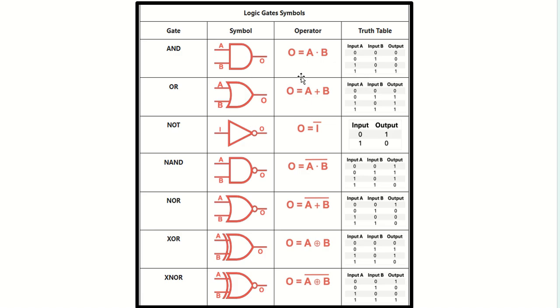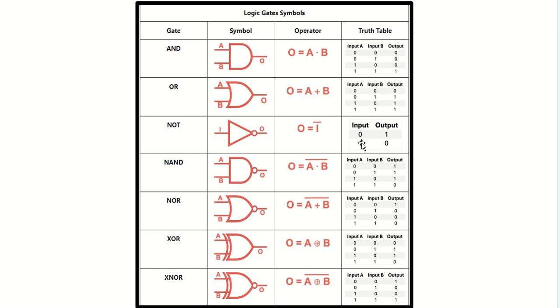For the AND gate, it is A dot B. If both inputs are 0, then the output will be 0. If the inputs are different, the output will be 0. If both inputs are the same, the output will be the same. Now for the OR operation, if only one of the inputs is 1, the output will be 1. Both inputs are 1, the output will be 1.